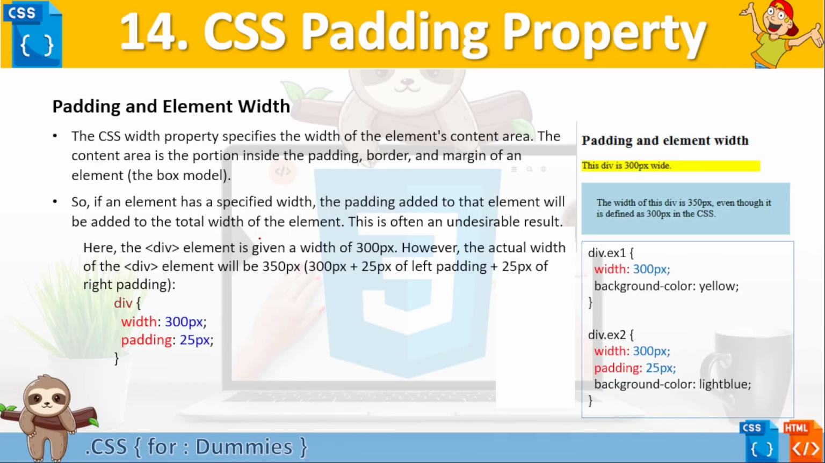Now, padding with element width. This is something that we need to understand before I go and show you more examples of what exactly I mean by padding. So when we use the CSS width property, what it basically means is that when we use width with padding, it will add these two things together.